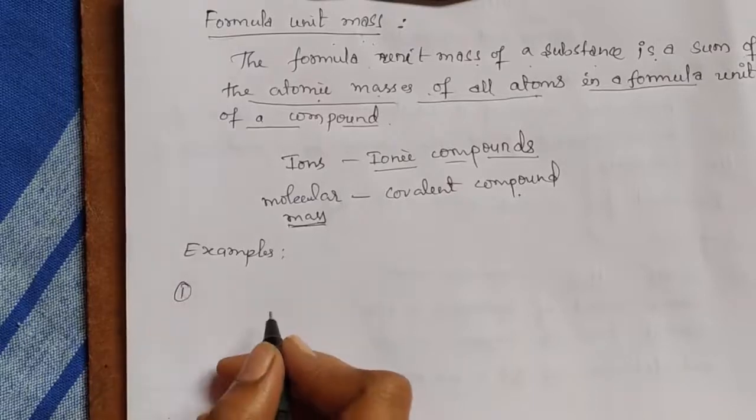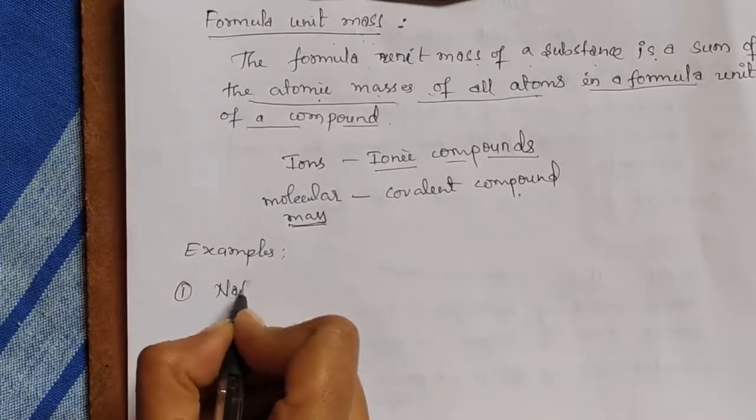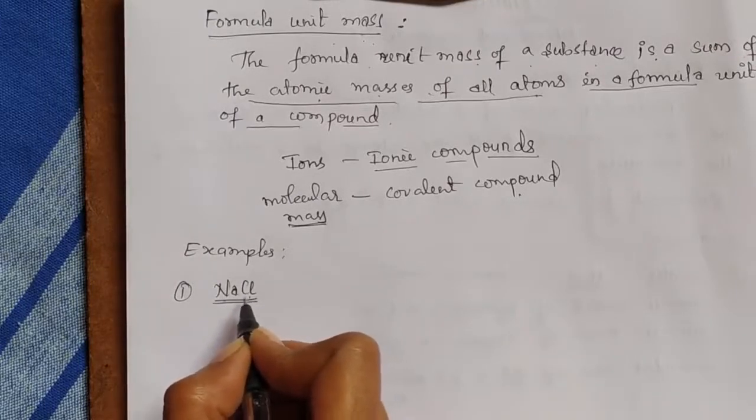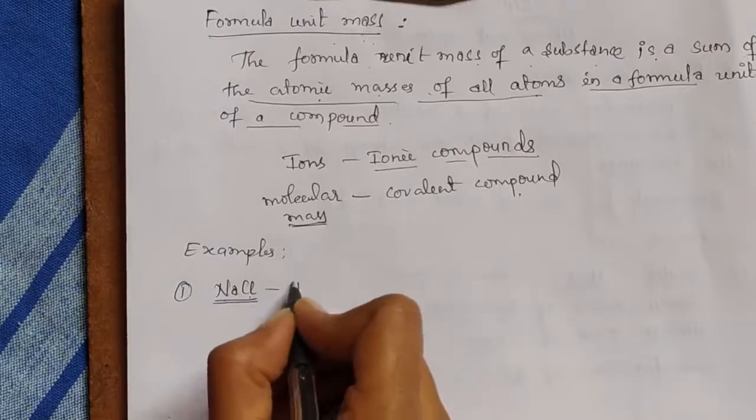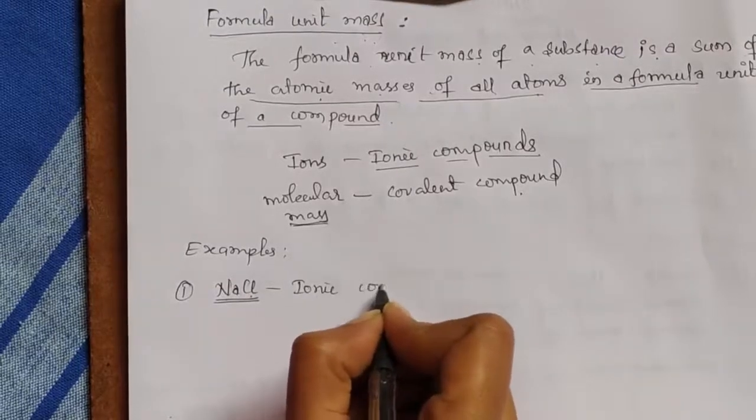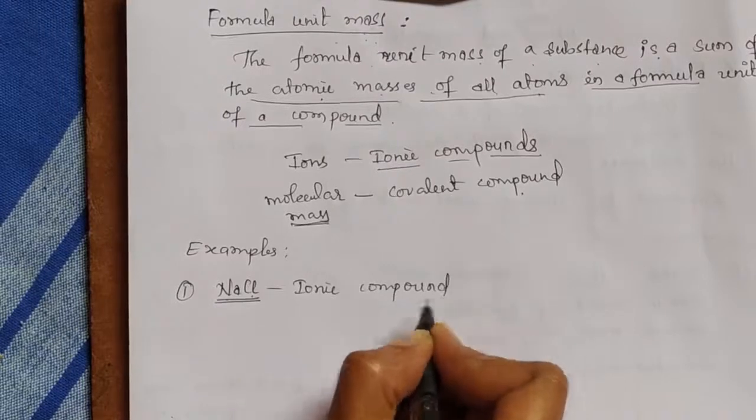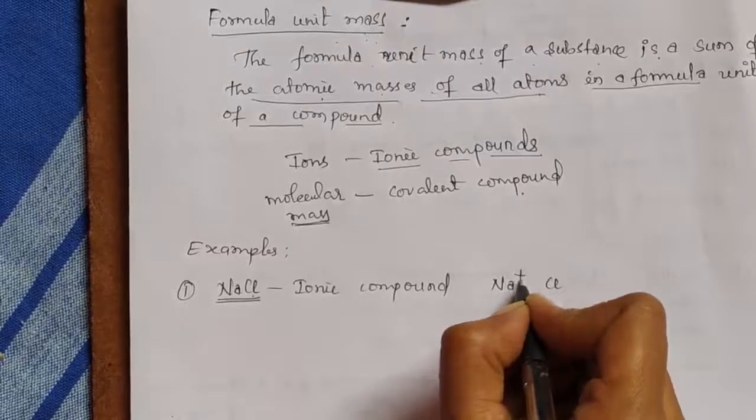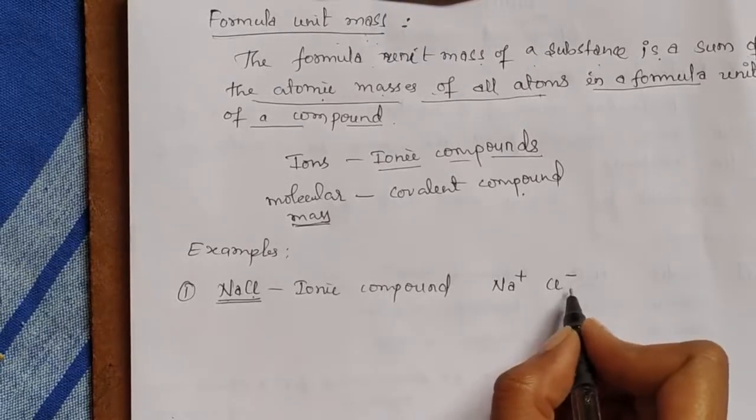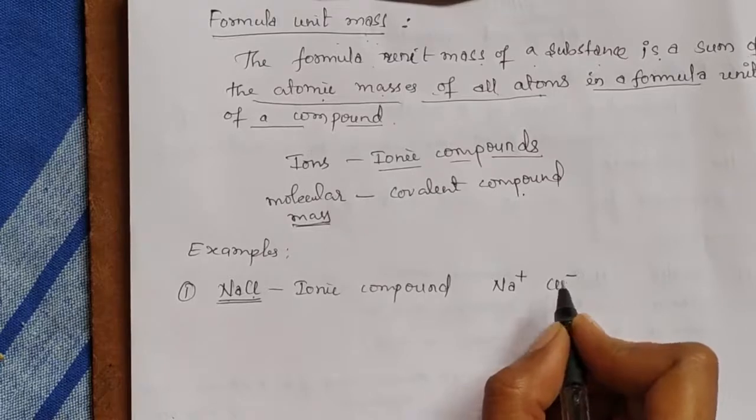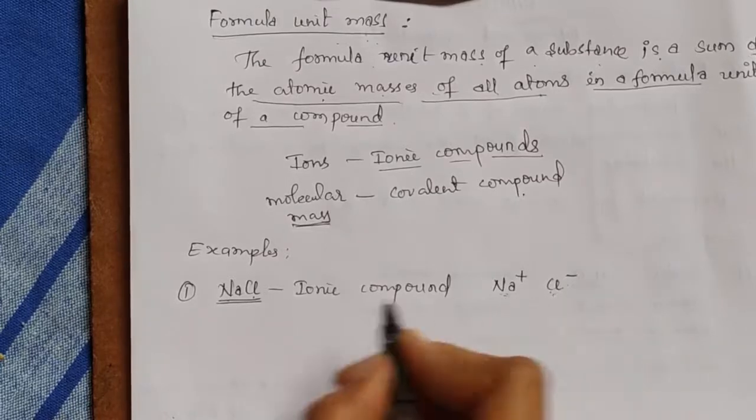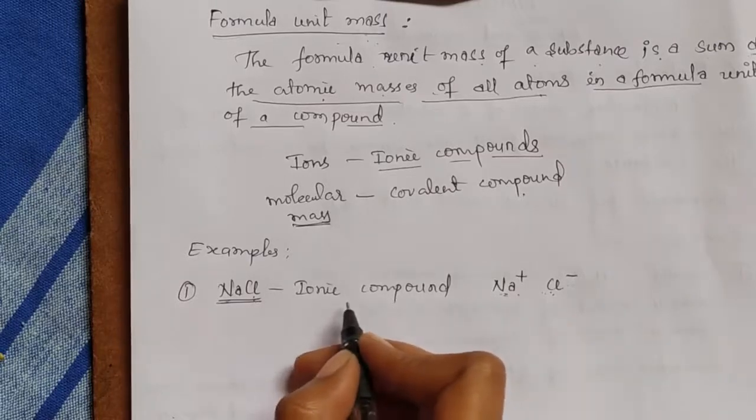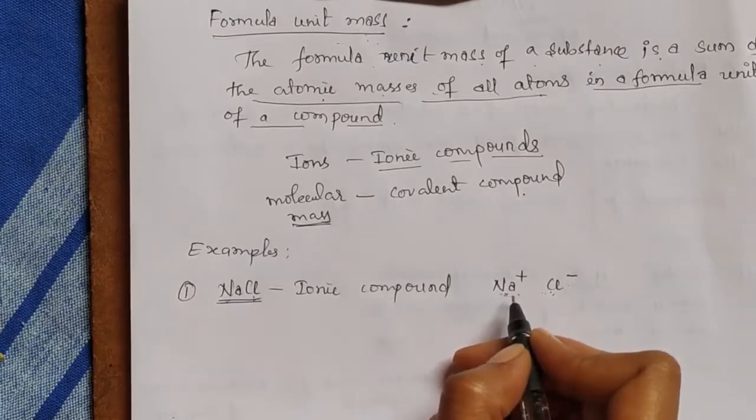Now we will calculate the formula unit mass of sodium chloride. NaCl is the chemical formula of sodium chloride. It is an ionic compound, and this sodium chloride is made up of two ions, sodium cation and chloride ion, that is chlorine anion. These two are the constituents of sodium chloride and they are ions. Therefore, in this case, instead of molecular mass, we are using the term formula unit mass.